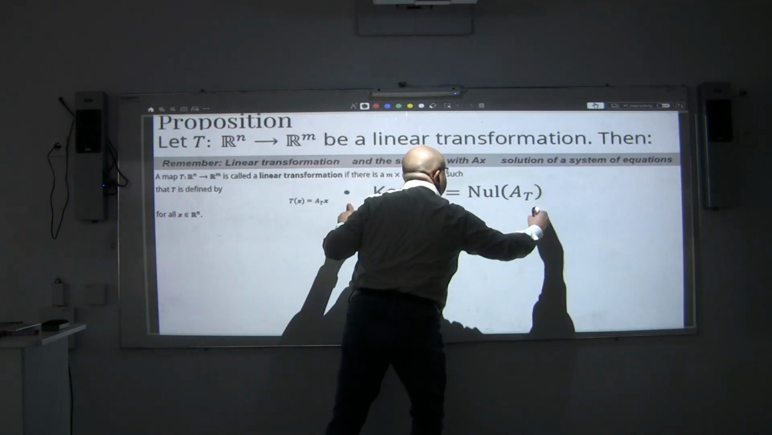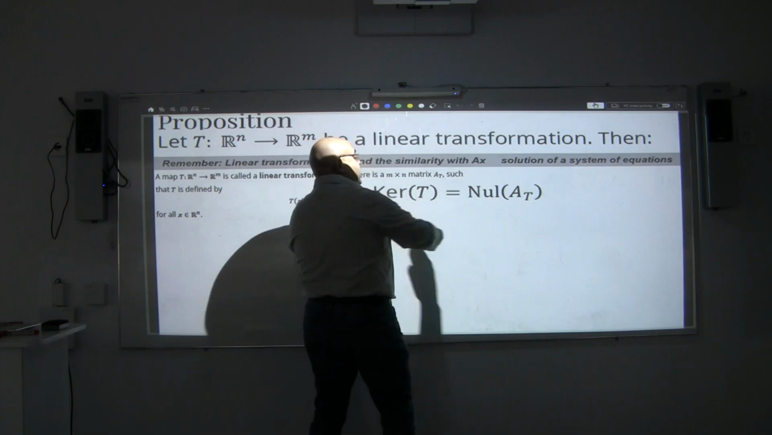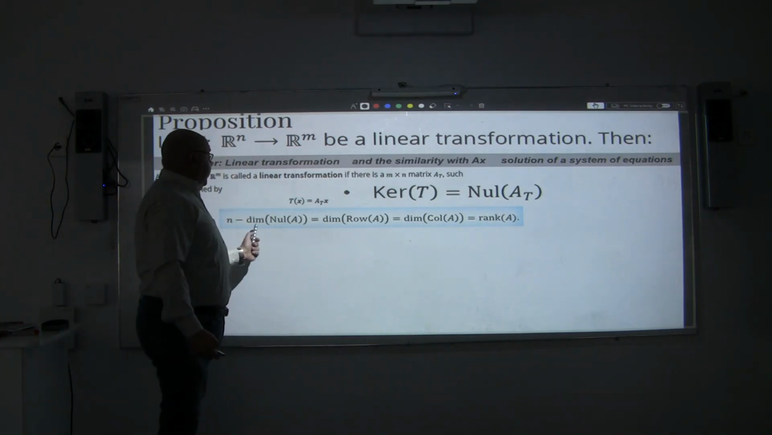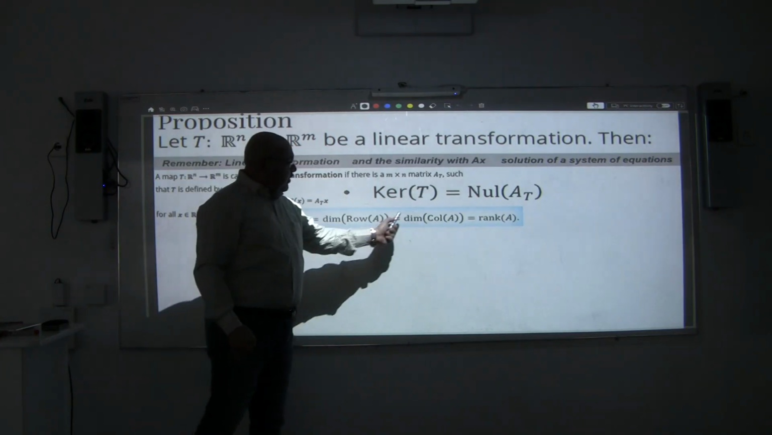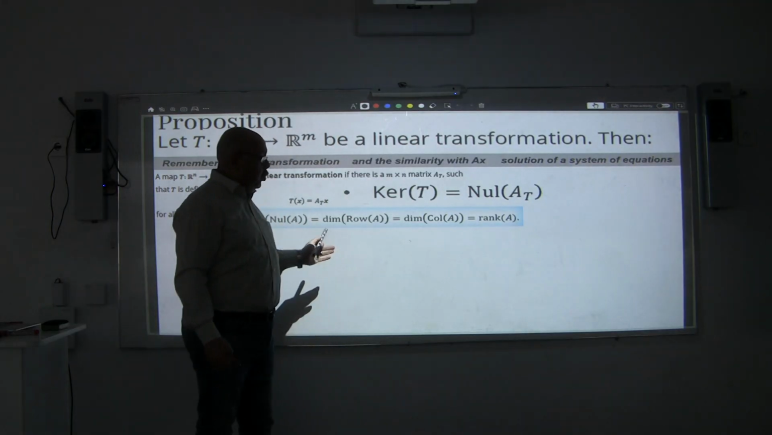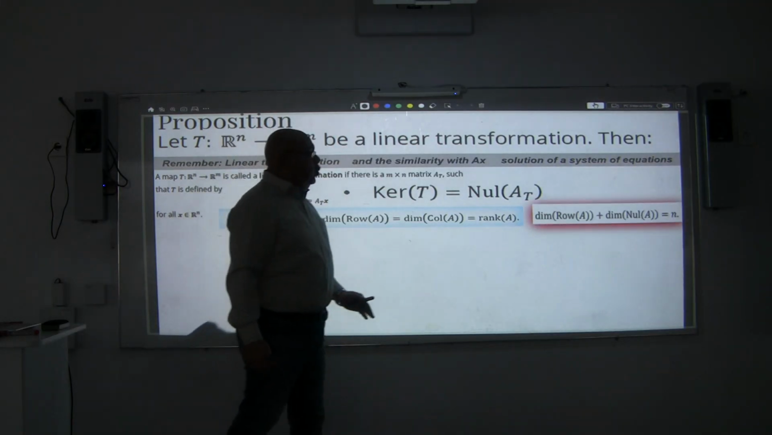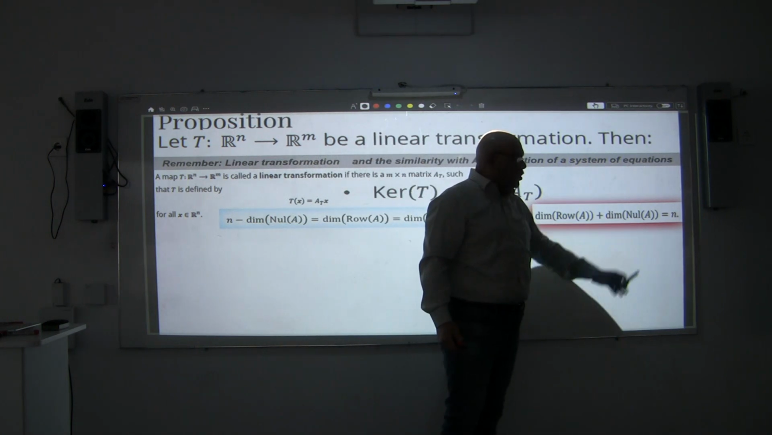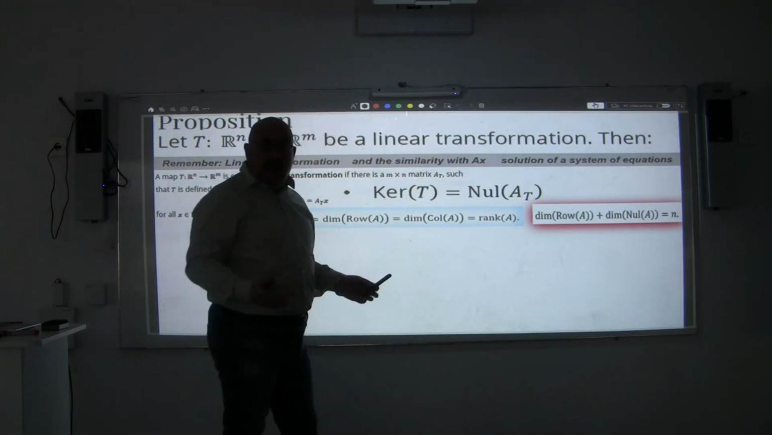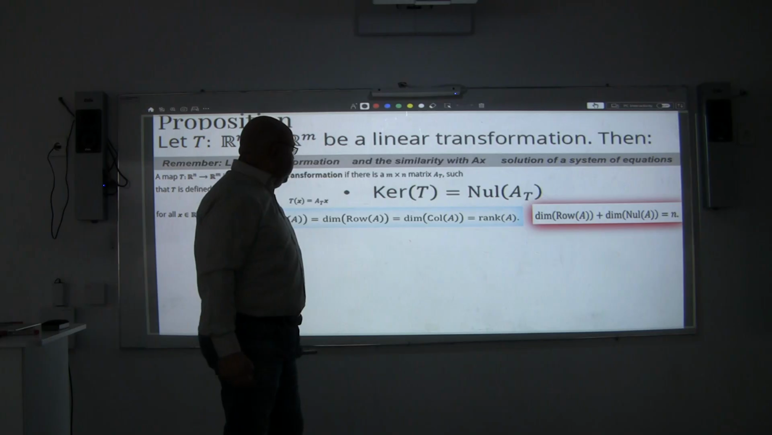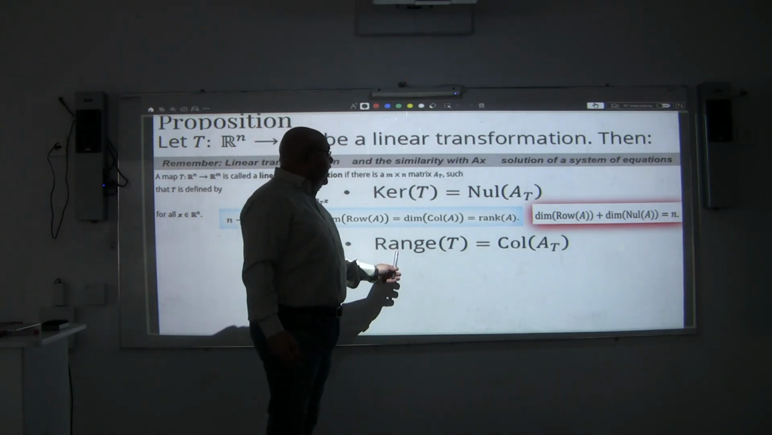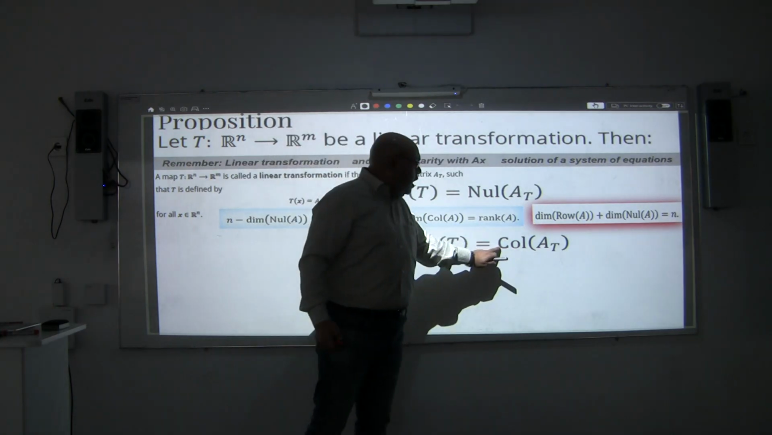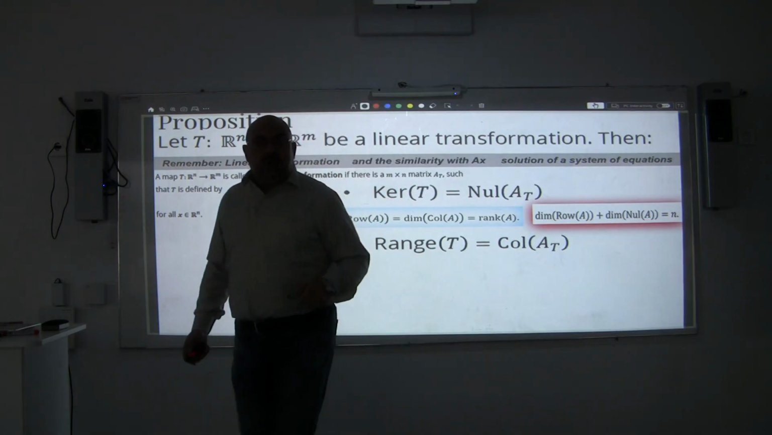So this is a very important statement: the kernel of T is equal to the null space of the matrix of the transformation. Also, n minus the dimension of null of A equals the dimension of row of A, as you saw and as we proved in the previous two examples. The dimension of row of A plus the dimension of null of A is equal to n, which is the dimension of your vector space. We found also that the range of T is equal to the column space of A, the matrix of the linear transformation.